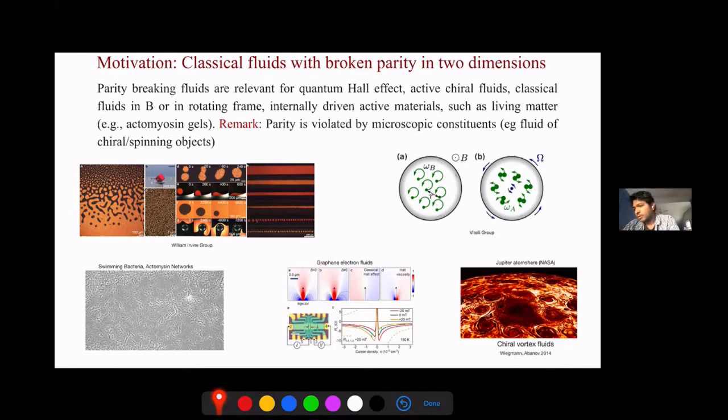And since I'm closer to the condensed matter community, it's my obligation to highlight a particular system: graphene electron fluids, in a specific regime where the electron scattering length is the shortest scale.